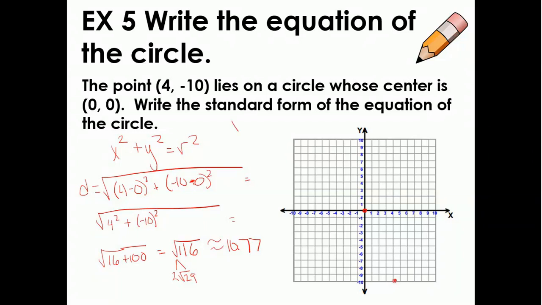So the equation of my circle, x² + y² = my radius squared, which would be the square root of 116 squared, so just 116, right? And then to graph my circle here, I'm going to go out 10.77, which basically is a graph that goes something like this around the entire graph. Nice big circle. There we go. That would be the graph of x² + y² = 116.